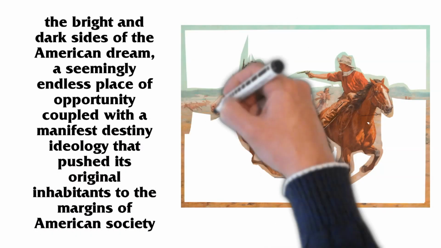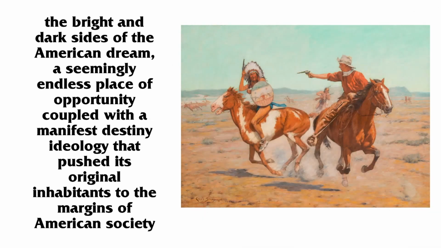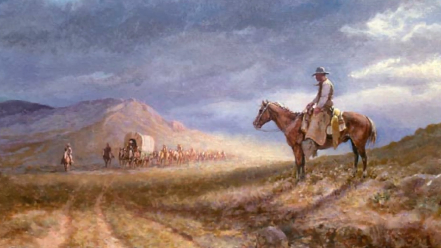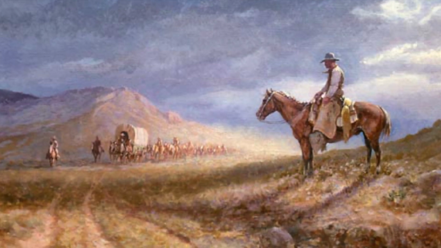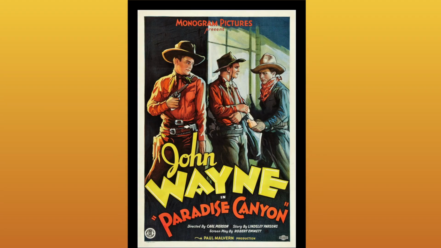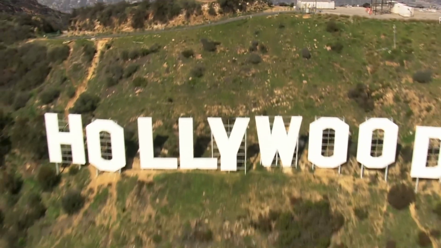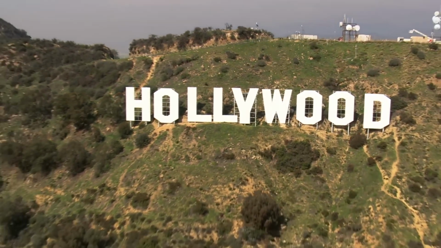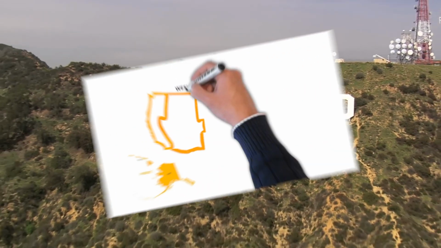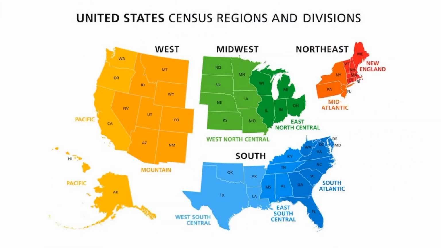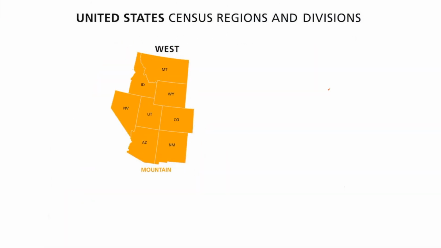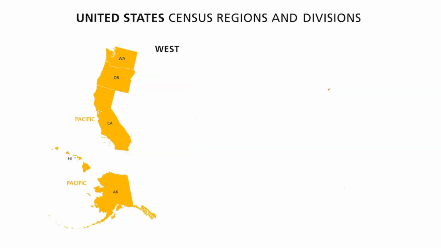Or put another way, a land that appeared to offer nothing but freedom, but where nonetheless some people were more free than others. A place like that is bound to be full of stories which easily lend themselves to be told by Hollywood, an industry also conveniently and not coincidentally located in this region. The area is usually divided between the Mountain West, the states most closely associated with the Rocky Mountains, and the Pacific West, the states along the coast.